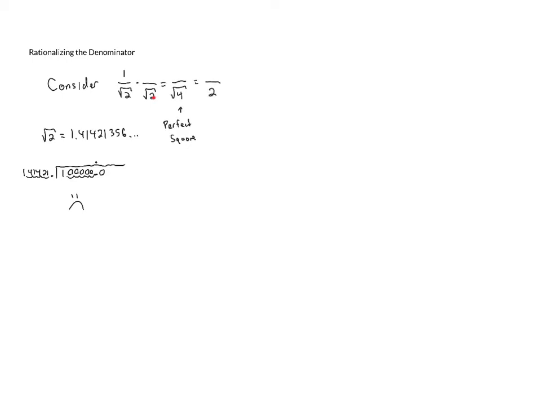Now, if we multiply the bottom by root 2, we're also going to have to multiply the top by root 2. And then 1 times root 2 is root 2. So in the end, we end up with root 2 over 2. Now, this might not seem any better than what we had in the first place. We still have a fraction that has a radical in it. But having the radical in the numerator makes things significantly easier.